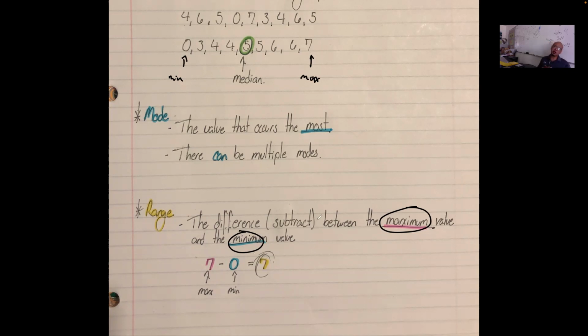And later on, we'll talk about why these are actually important. But that's the gist of it. Okay, the median, the one or ones in the middle; mode, the one that occurs the most often; and range, the distance from the least value to the greatest value.